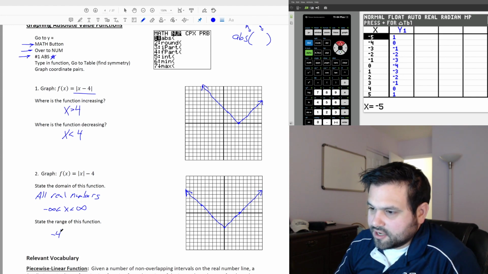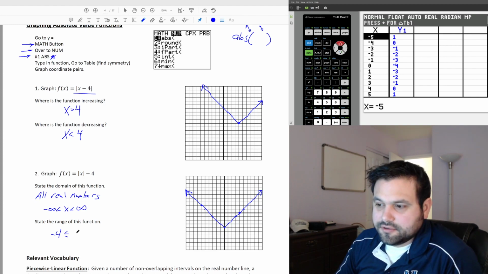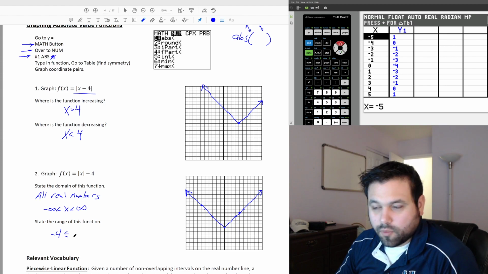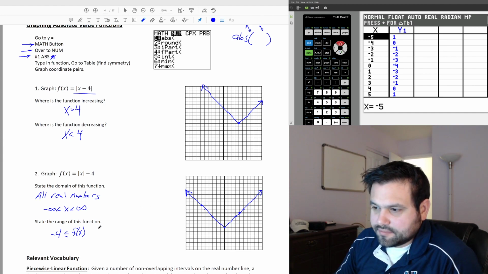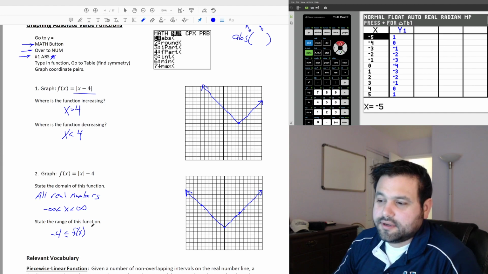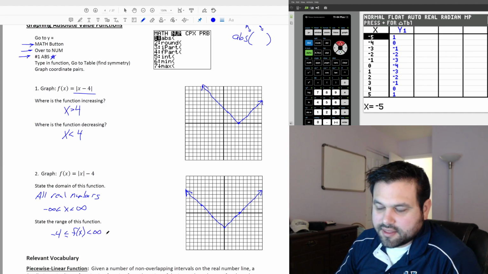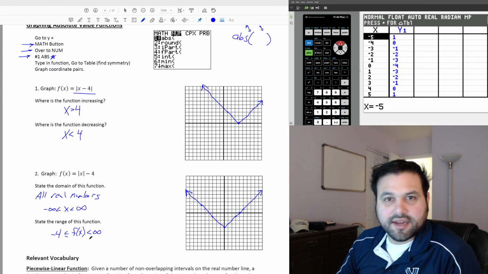And then, are we including this -4 point? Yes, we are, so put the equal sign in there. And we're talking about our output values, our y values, so we could put a y in the middle here, or we could use our function notation. And then we go to the very top, and at the very top I see arrows, so that's going off to infinity, and we can't include infinity because we can't get there, and so there will be our range.